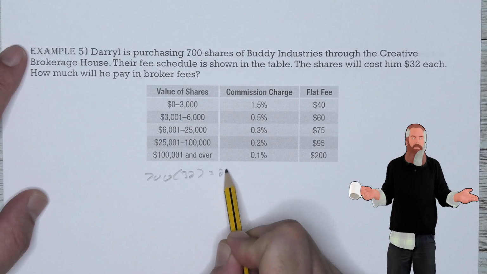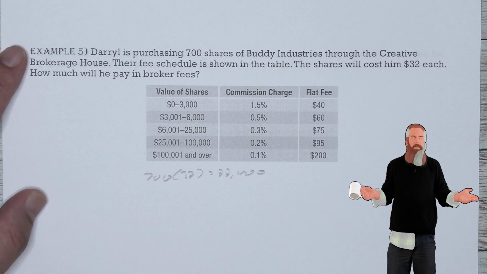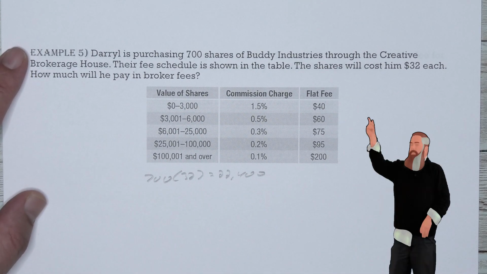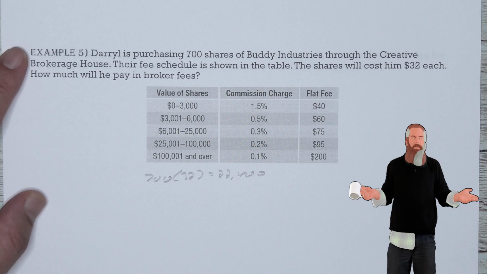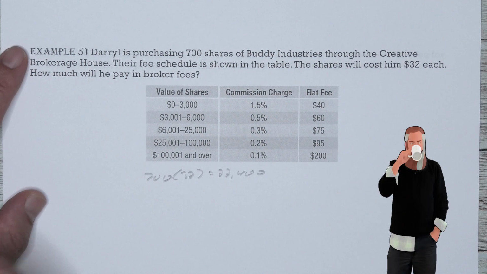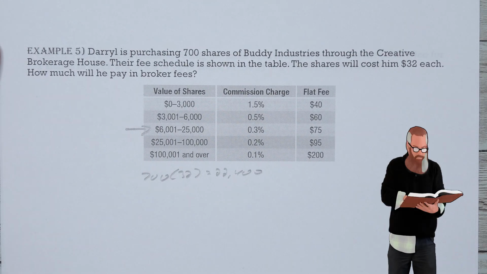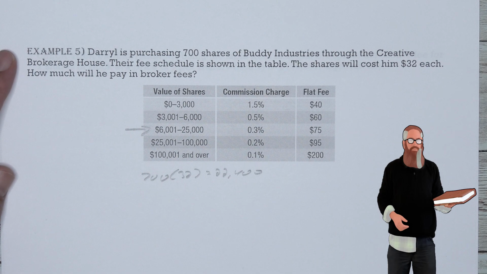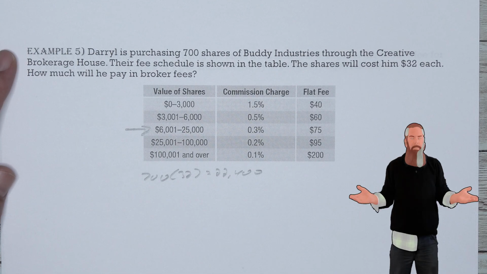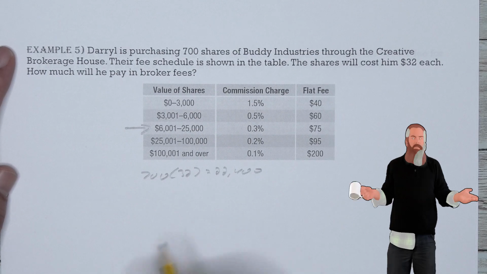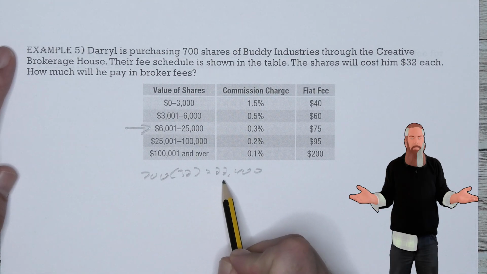So 700 times 32 is going to give us $22,400. He looked in the first column of the table and found the interval containing $22,400 and sees that the fee is 0.3% of the value of the shares plus a flat fee of $75. He converts the 0.3% to a decimal and then multiplies it to find the commission he's going to be charged.